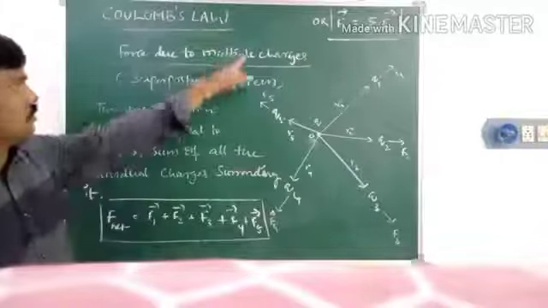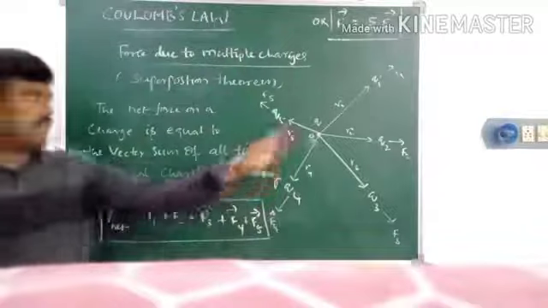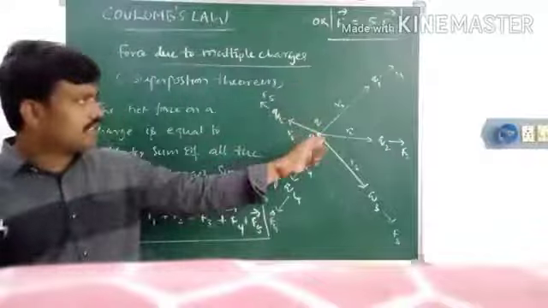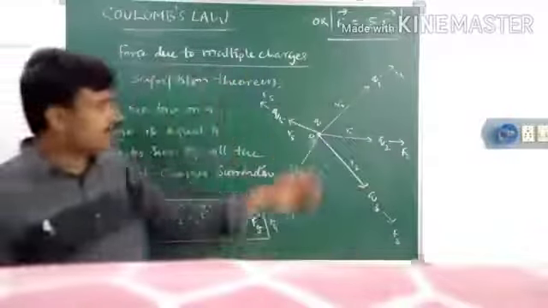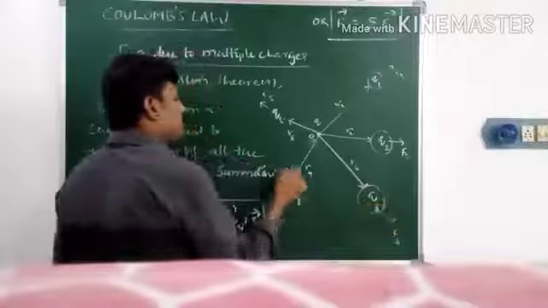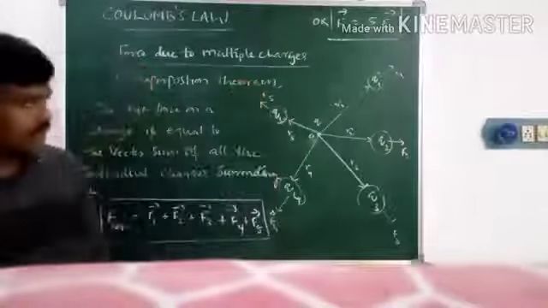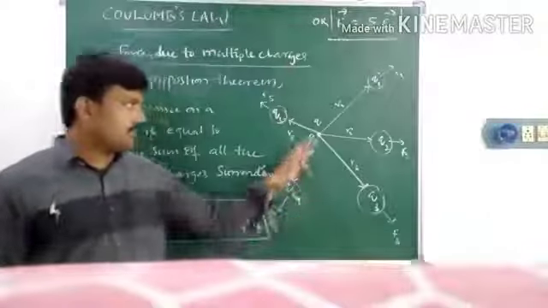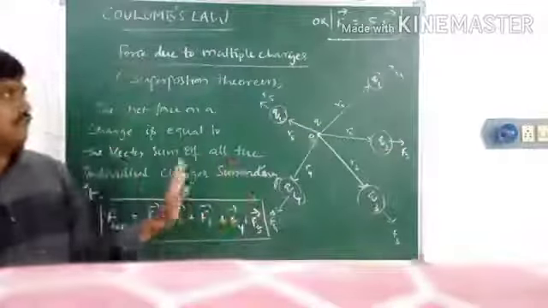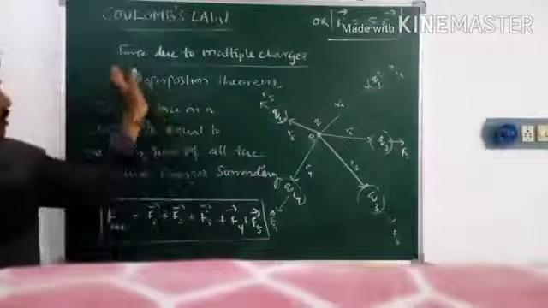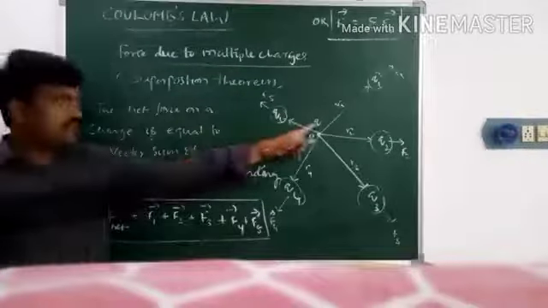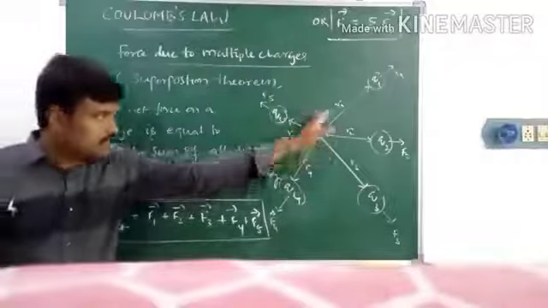The next concept is force due to multiple charges. Suppose a charge is being surrounded by multiple charges. This particular charge is surrounded by different charges, and we can take Q1, Q2, Q3, Q4, Q5 like that. Now we are going to calculate the net force acting on charge Q because of all these surrounding charges. So here, according to the superposition theorem, we can find the net force acting on this charge.